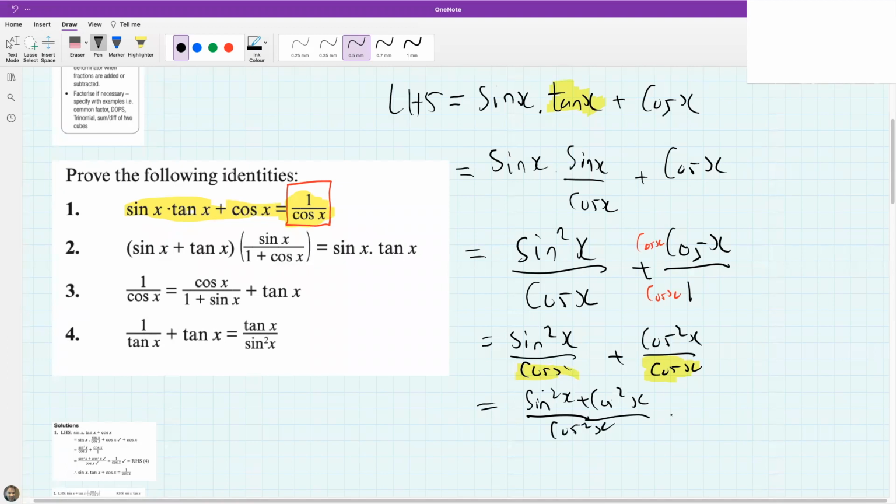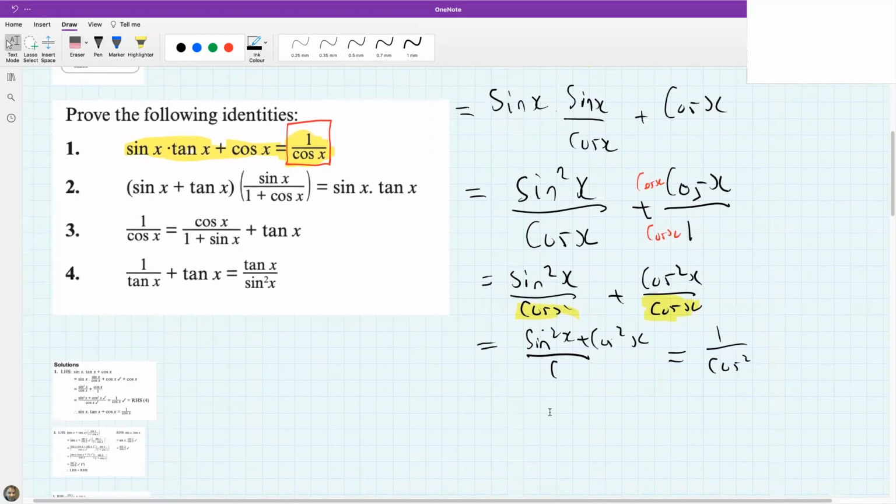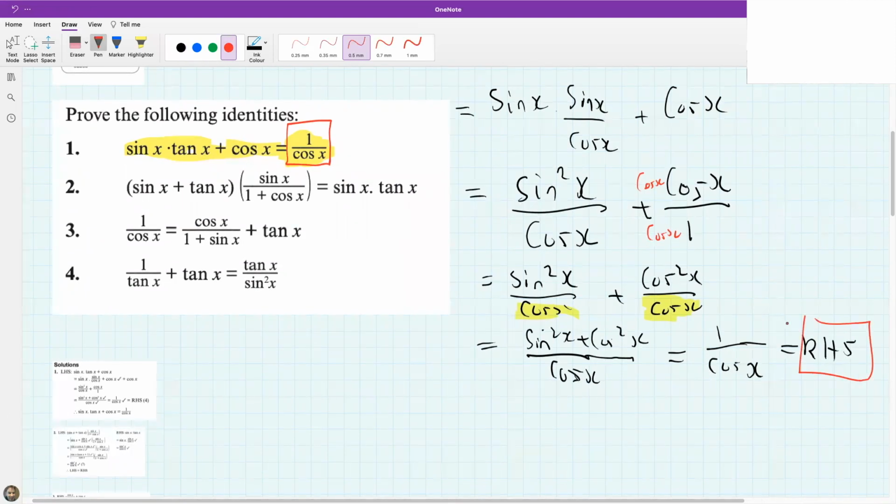Yep. So what we do is this becomes 1. That shouldn't be cos squared, it should just be cos x. Sorry, let me move this up. So this should be cos x, and this over here should be 1 over cos x, which is equal to the right-hand side that I was trying to get to. Just to point out, this bit over here was replaced with 1.